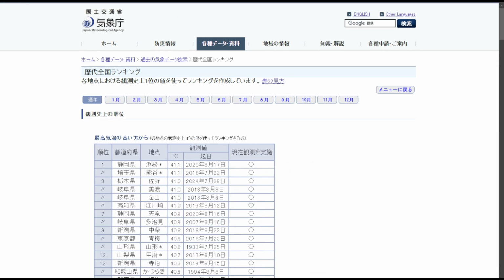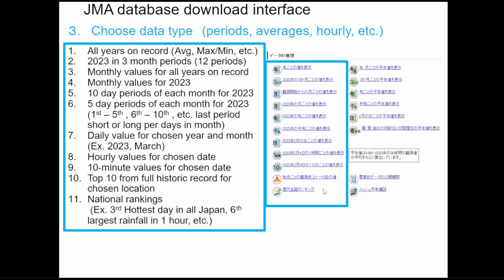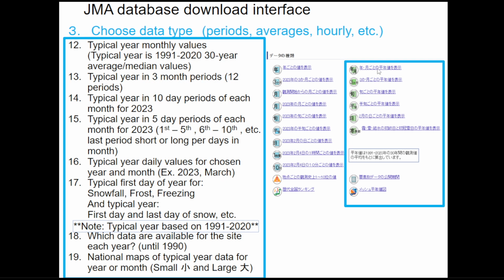Okay, let's go back. So that's the left side of the menu. The right side of the menu is actually very similar, but these are typical year values. Typical year values are based on 1991 to 2020, the 30-year average and median values. Exactly how it's selected, that's another story. But actually, it's almost all the same as before. It kind of matches the symbols, right?